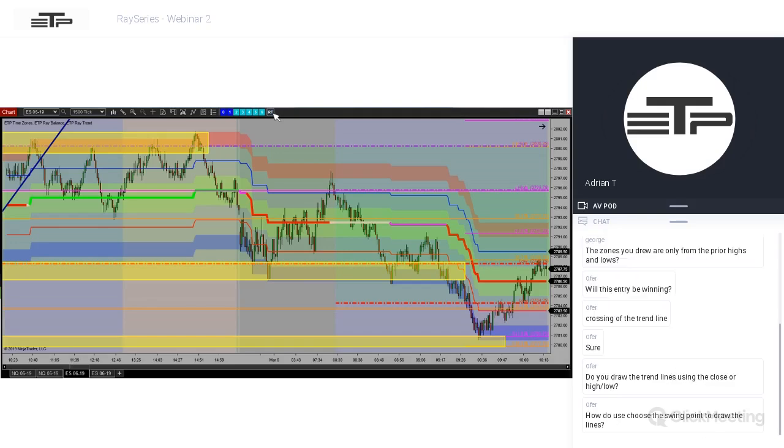Okay, so with the Ray trend, what we use the Ray trend for is... Do I draw the trend lines using the close or the highs and lows? I tried to fit in as many candles as possible. So it's sometimes somewhere in between the high and the low. I try not to use the closes too much, so I try not to have full candles, but the wick has to penetrate it.